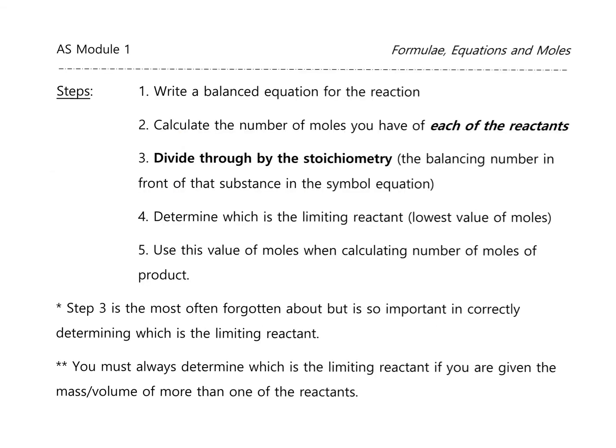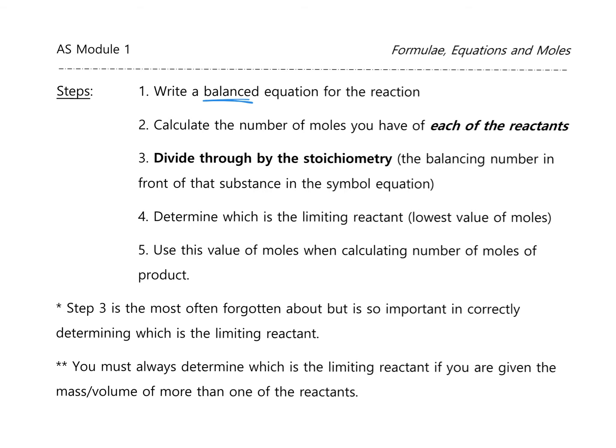So let's look over on the next page at our steps of these calculations before we look at some worked examples. So the steps are very similar to the reacting mass calculations, but as I said, there's a couple of extra steps. So the first thing is to make sure you write a balanced symbol equation for the reaction. It must be balanced because we really need to know our ratios in which our reactants react together in order to correctly identify our limiting reactant. Number 2 then, calculate the number of moles you have of each of the reactants.